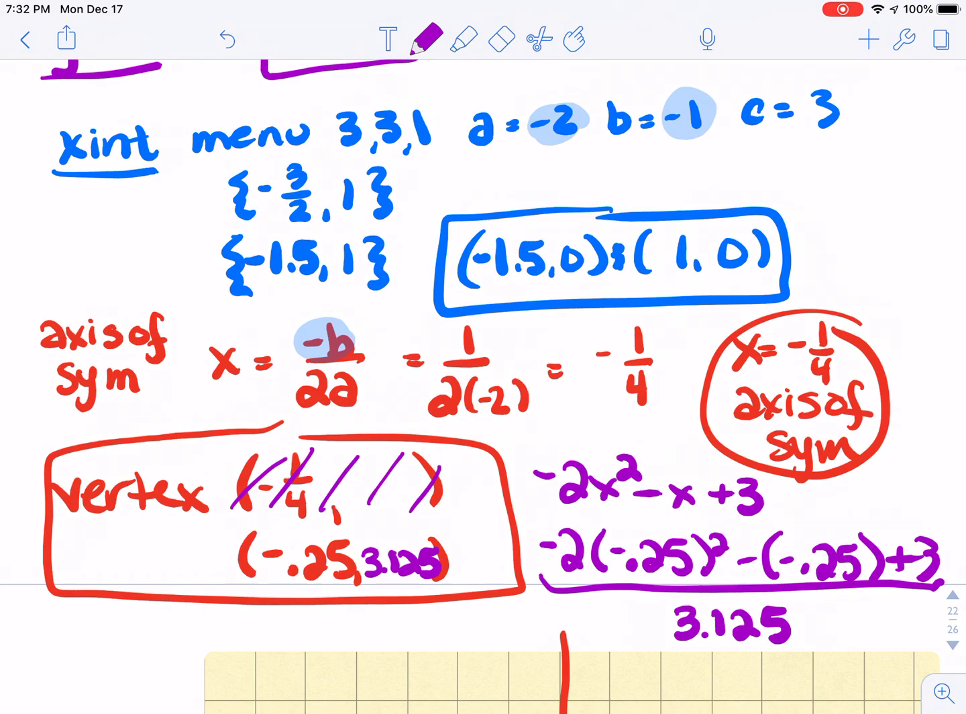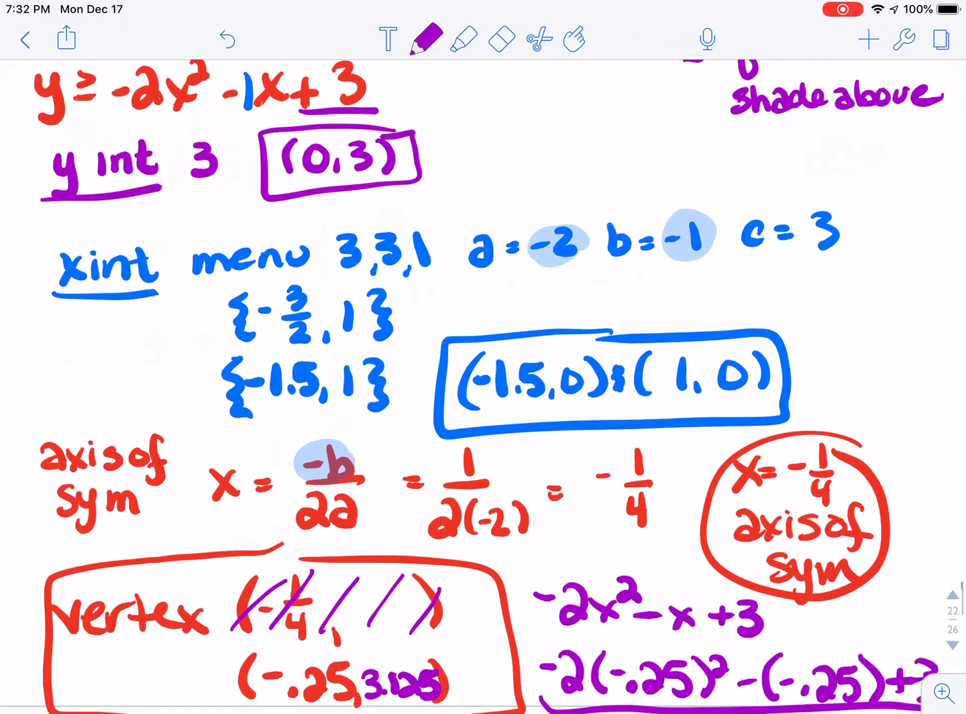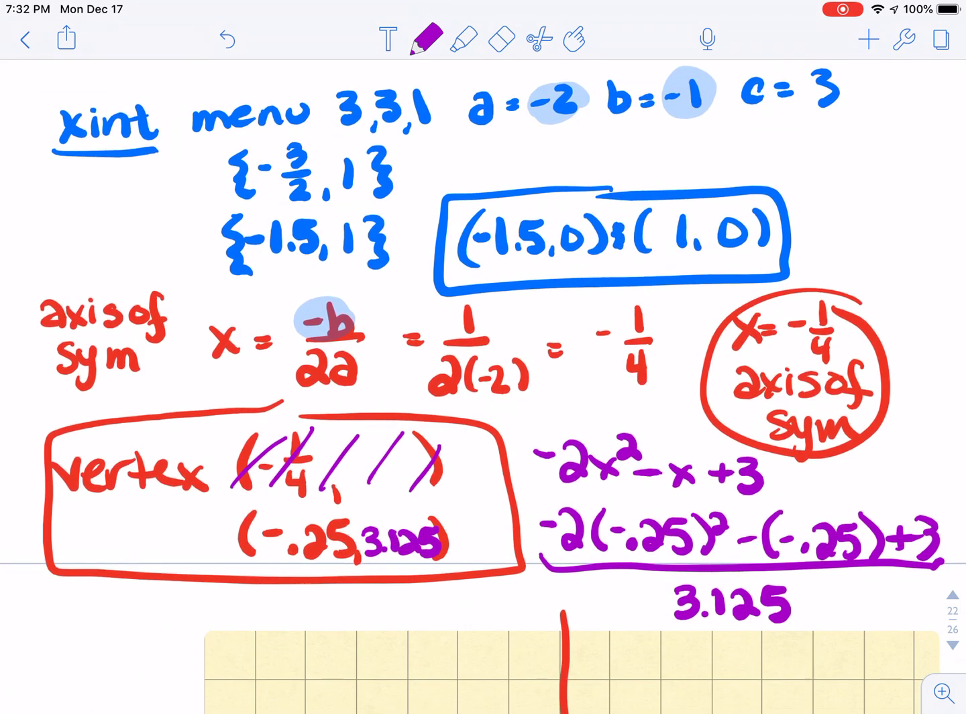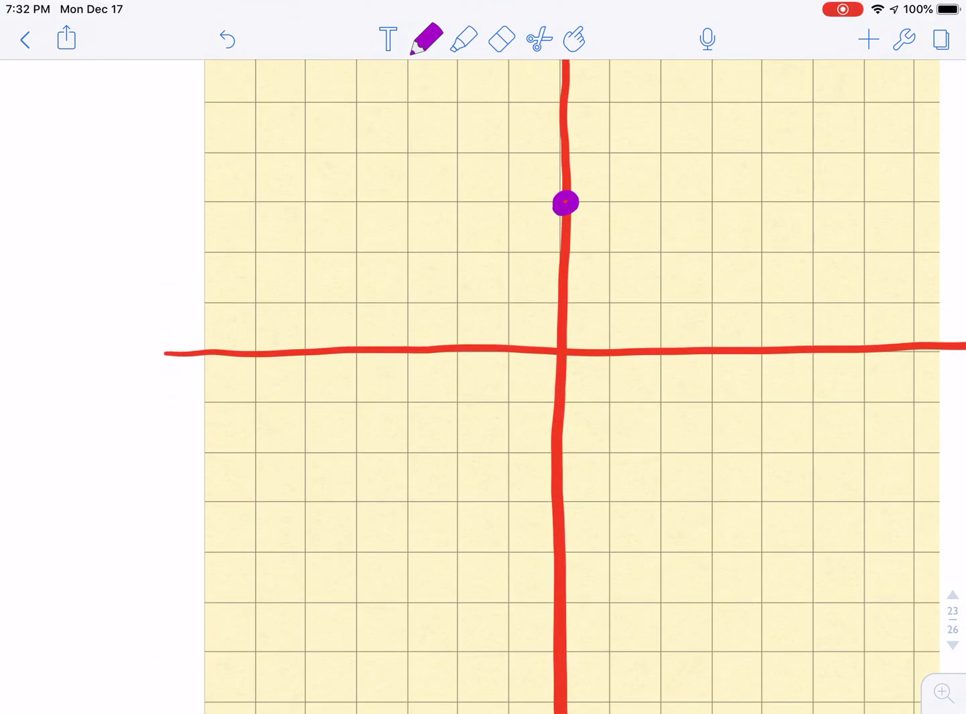Now we have to take all of the points that we have and get them on there. So we know that we're going to have (0, 3), that's my y-intercept. Negative 1.5, 0 and (1, 0), which are my x-intercepts. And then (-0.25, 3.125). I have to get all of those on my graph. So on this graph, if I have (0, 3), there's my first one. Negative 1.5, 0 and (1, 0). And for negative 0.25, I'm going to go over just a little bit past the 0, and then go up a little bit more than 3, so maybe somewhere in here.